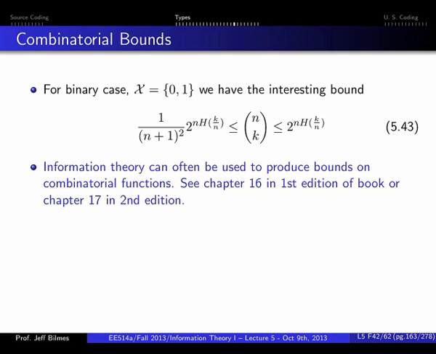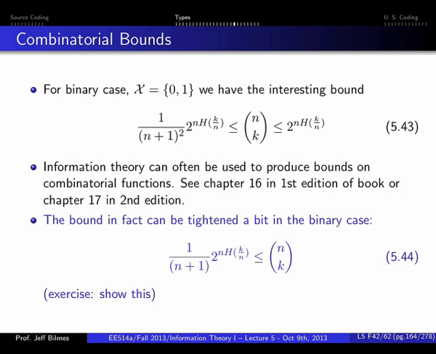And in this particular case, we got both an upper and a lower bound. And in the binary case, we can actually strengthen the bound. We can increase the lower bound by not squaring the denominator, and we still have a bound.